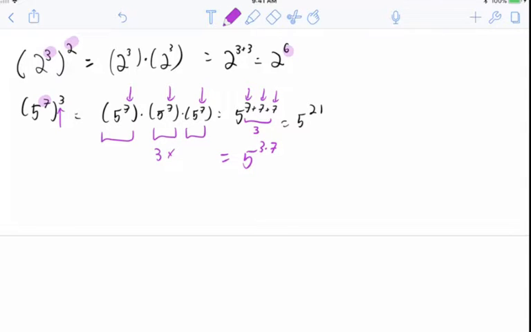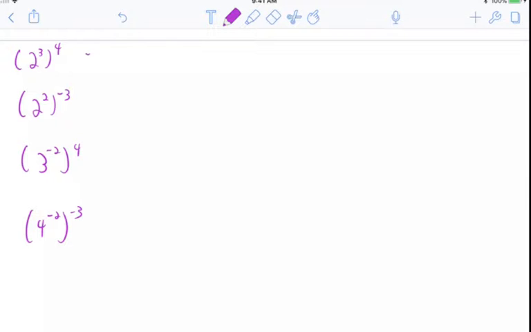Okay? So generally speaking, if you ever see an expression like that, you can rewrite it, recalculate n times m. So try one of these. Try some of these yourselves. 2 to the 3 to the 4, 2 to the 2 to the minus 3, 3 to the minus 2 to the 4, and 4 to the minus 2 to the minus 3. Write each of them out, count them out, and then make sure that that rule I told you works.